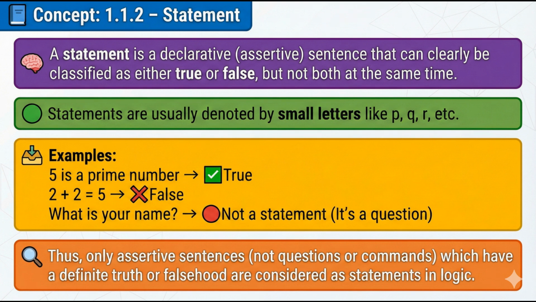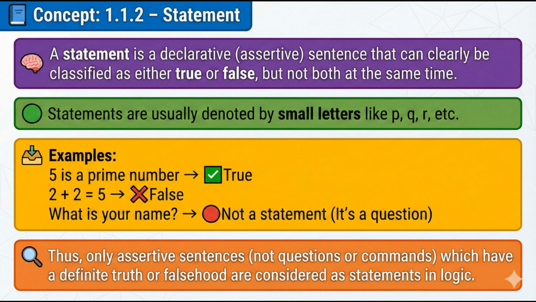Today, we're going to study a very basic and important concept of logic. The name of this concept is Concept 1.1.2, Statement. What is a statement? Students, in logic, a statement is a sentence that tells us something clearly. In simple words, a statement is a declarative or assertive sentence. The most important feature of a statement is this: a statement can be classified as either true or false, but it cannot be both at the same time.